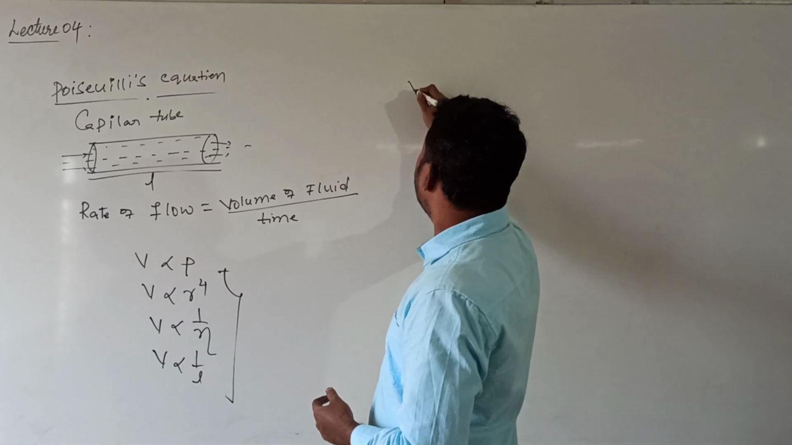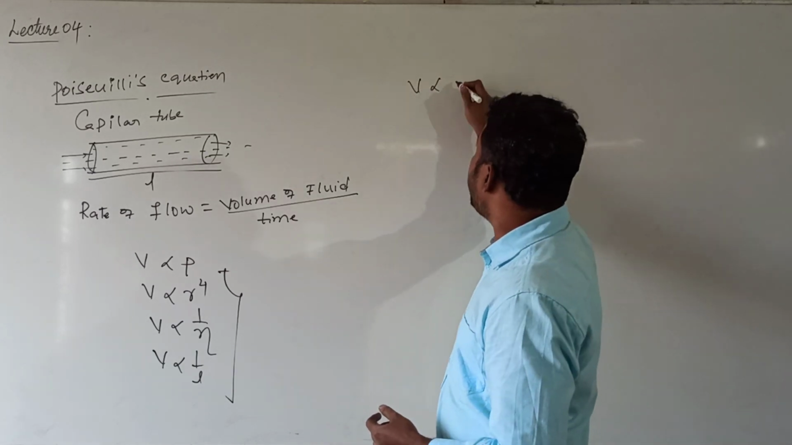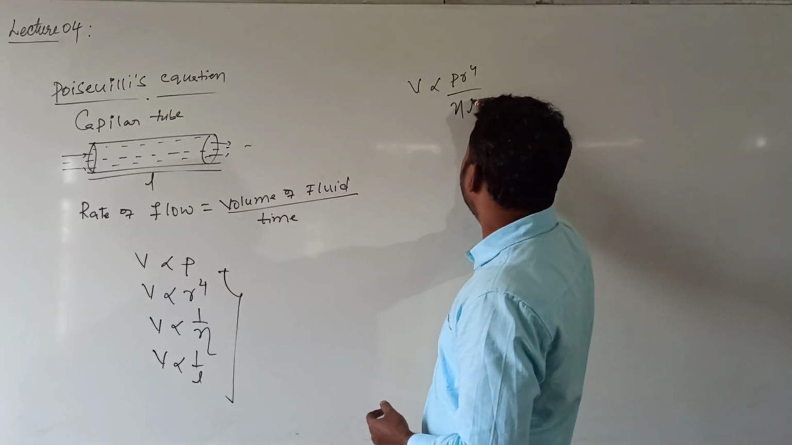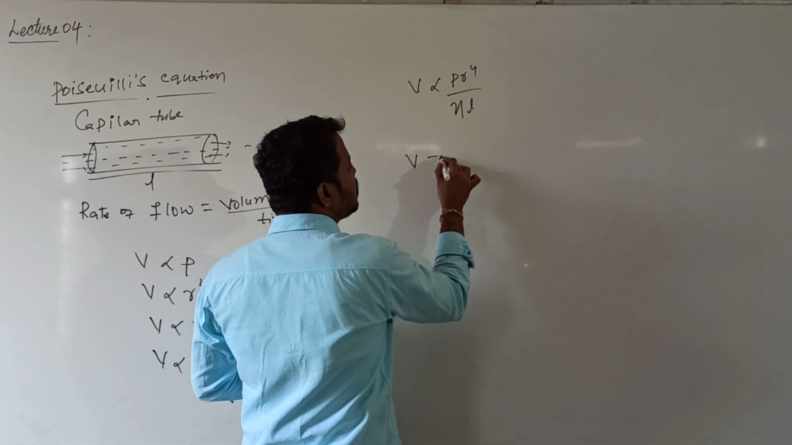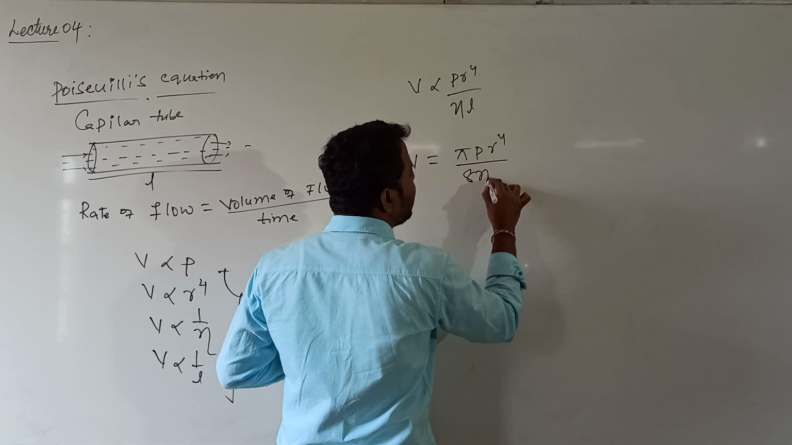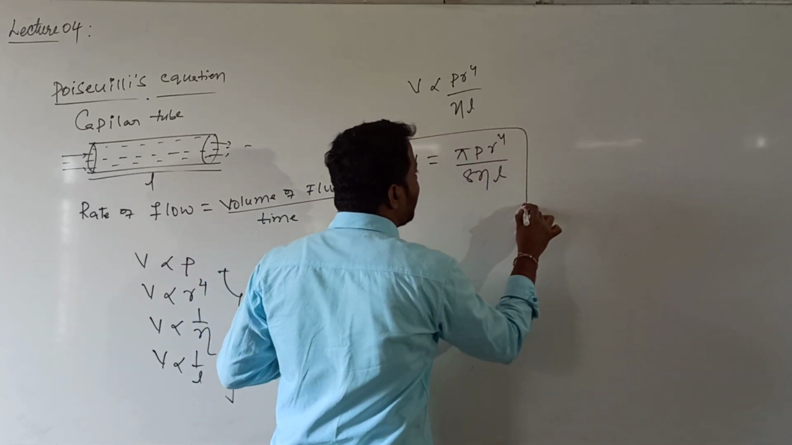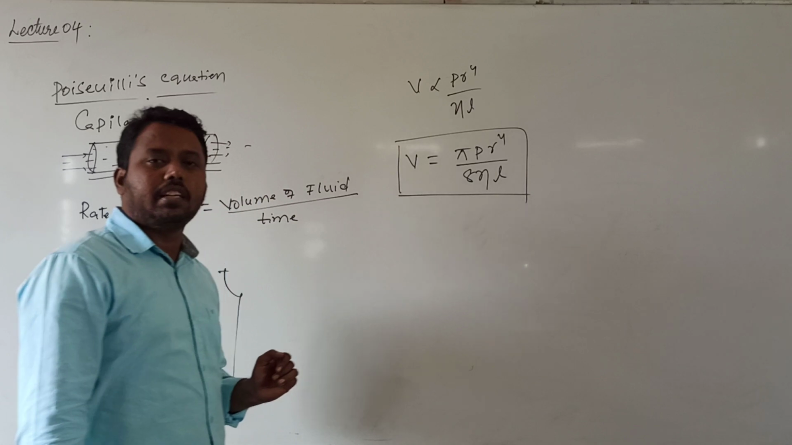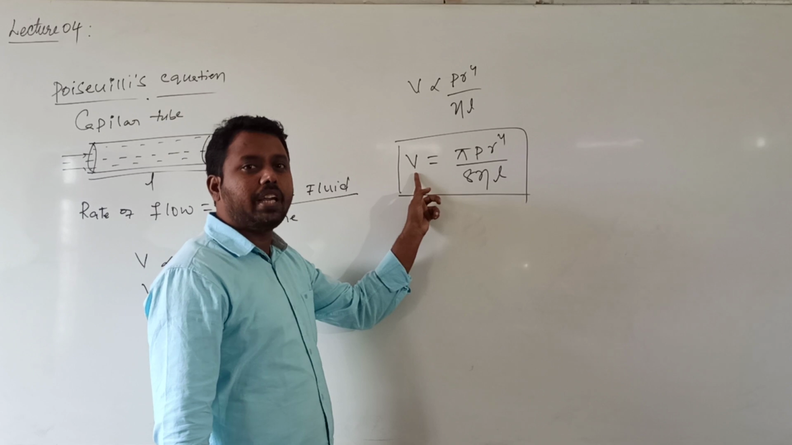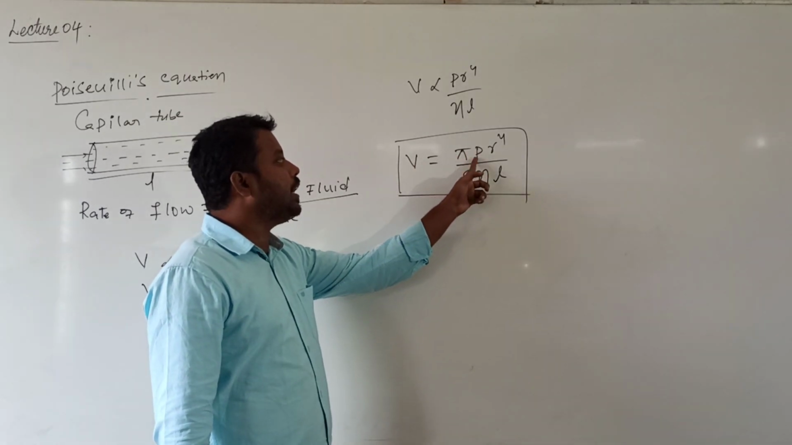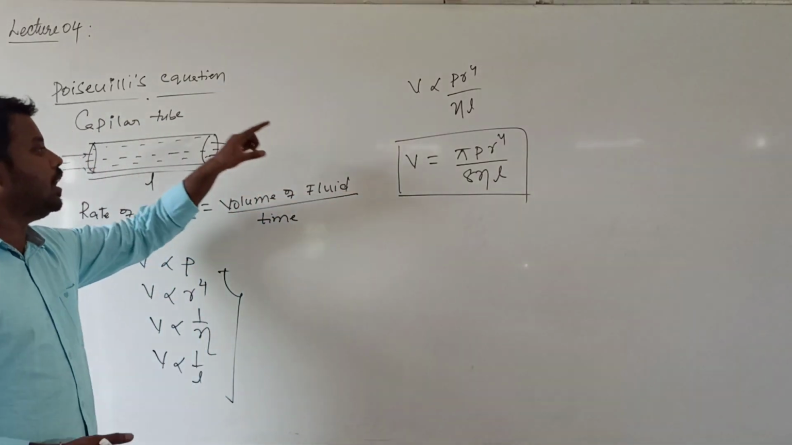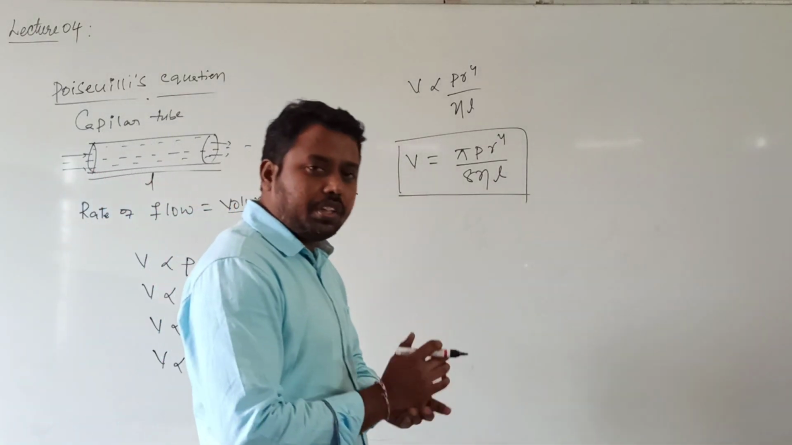From all these, what happened to V? V is proportional to P into R power 4 divided by eta into L. To remove the proportionality, it is given by pi into P into R power 4 divided by 8 into eta into L, where pi by 8 is the proportionality constant. So finally V is equal to pi into P into R power 4 divided by 8 into eta into L. This equation is called the Poiseuille's equation.